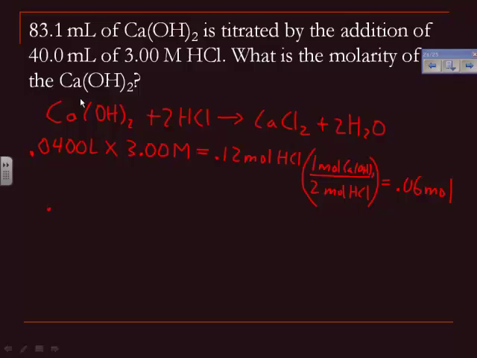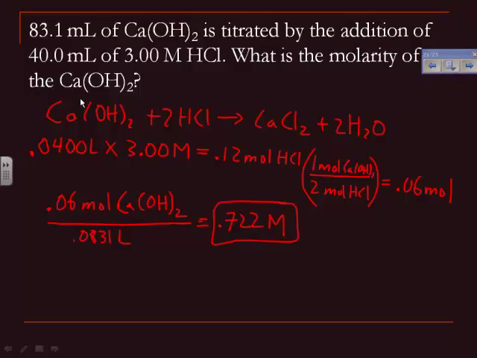And I know the liters, so 0.06 moles calcium hydroxide divided by 0.0831 liters. You get 0.722 molarity. 3 significant figures because all of the original numbers had 3 significant figures.